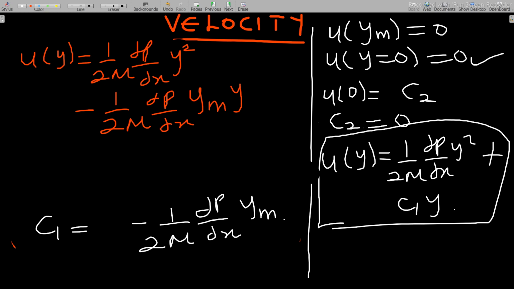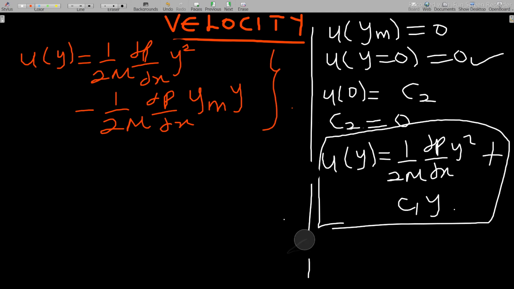So how do we go about this? We can factor some terms out. We have 1 over 2 mu, del p del x in both terms of this equation, so we can quickly factor some terms out and simplify our velocity like that. Now our final fluid velocity is given as what?